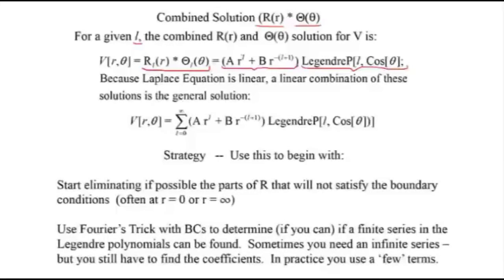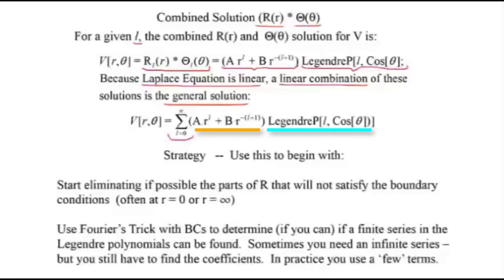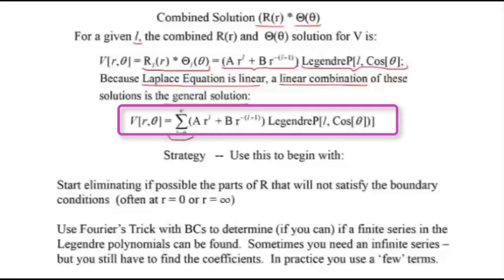But you remember, just as we did in the Cartesian coordinates, because the Laplace equation is linear, the solution of a linear combination is allowed. And that gives us the most general solution, which is shown here. So we've summed from L equals 0 to infinity of the product equation. This is R sub L, this is theta sub L, as a function of little r and a function of theta. And so that gives us the most general solution.